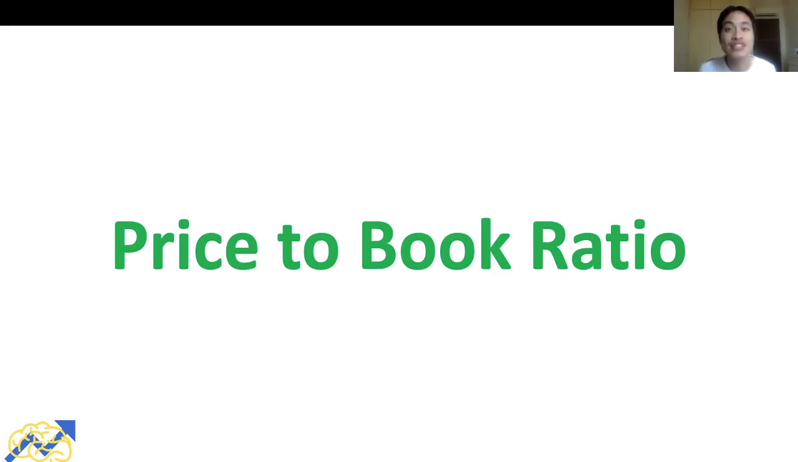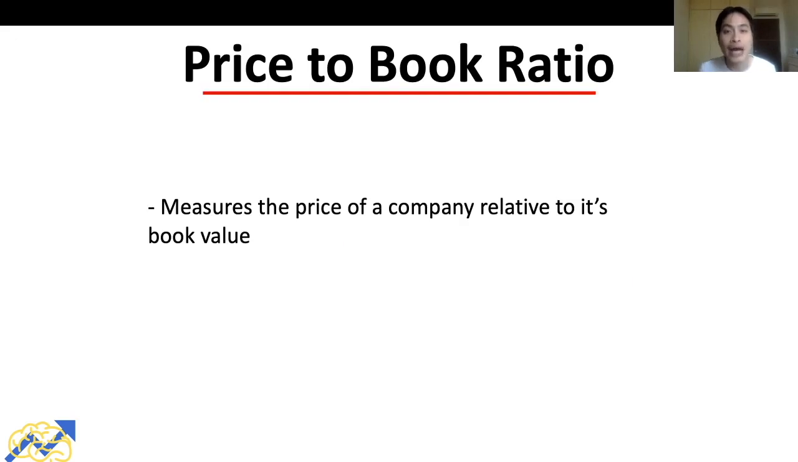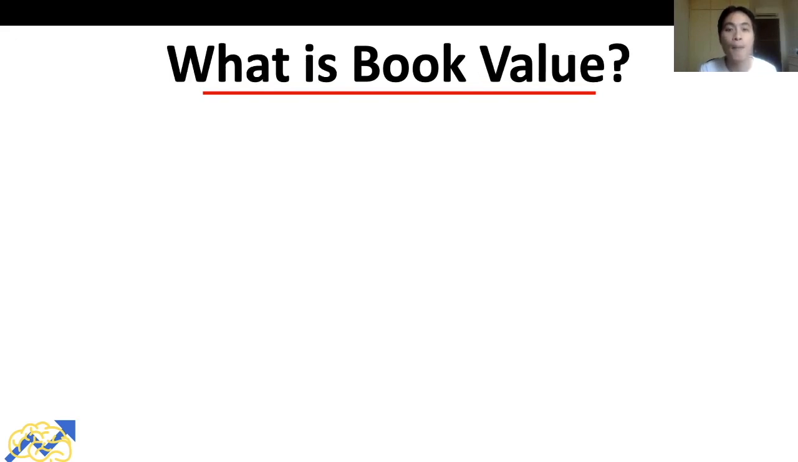Okay, let's dive right into the price to book ratio. What is a price to book ratio? So a price to book ratio measures the price of a company relative to its book value. There are two things to take note of in this sentence. The first is the price of a company, which refers to the current stock price. And the second one is the book value. So you might be wondering, what is a book value?